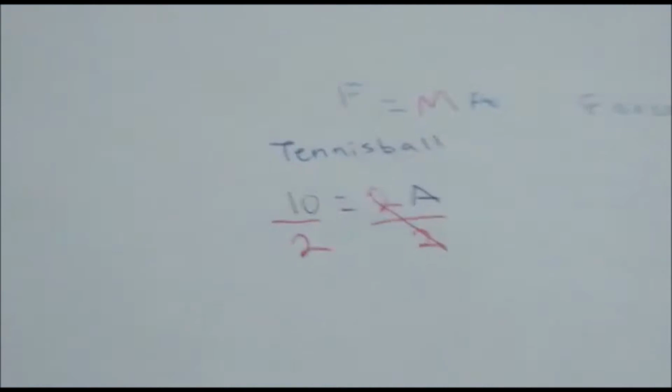To find the acceleration, we just have to divide 5 and 2 from 10. So on this side, we divide 2 from 10, and then on this side, we divide 5 from 10. Once we do this, for the tennis ball, we'll have an acceleration of 5 meters per second squared. And for the basketball, we'll have an acceleration of 2 meters per second squared. So in this case, obviously, 5 is greater than 2, which means that the tennis ball accelerated faster than the basketball and had a lower mass as well.